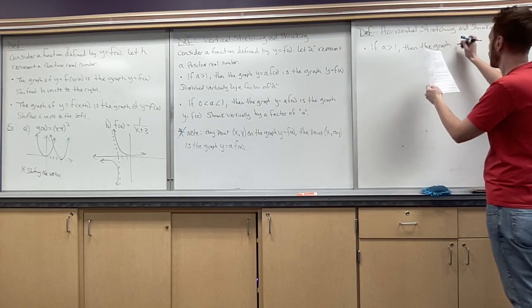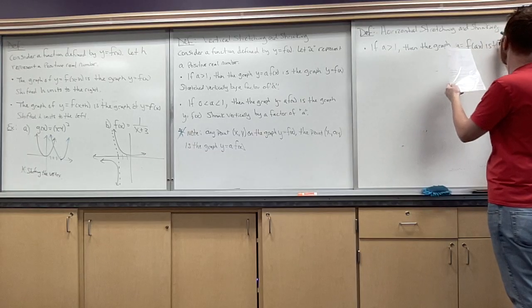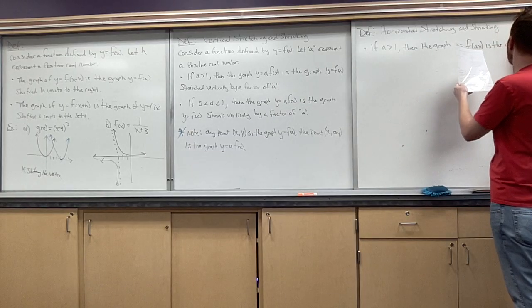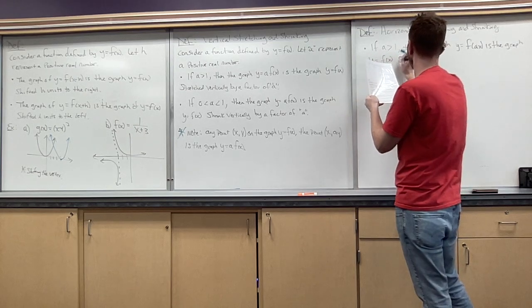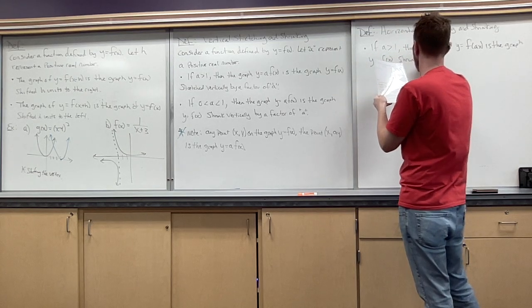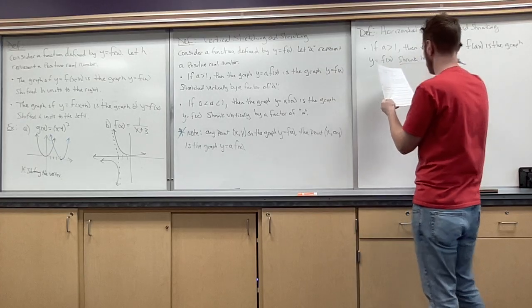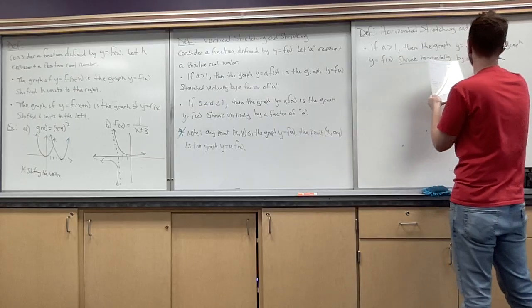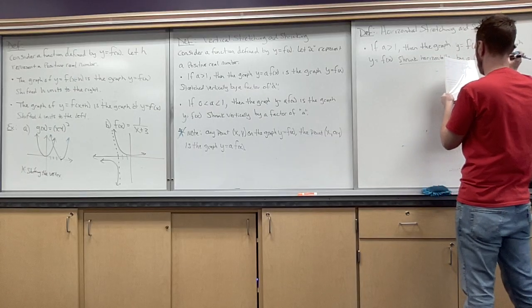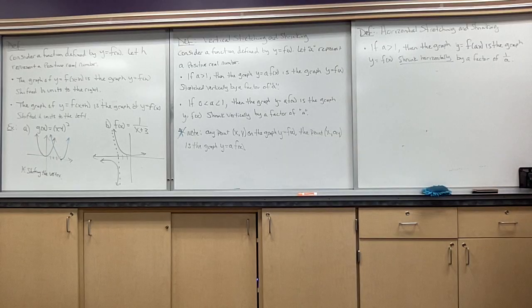Okay, so then the graph y equals f of ax is the graph y equals f of x shrunk horizontally by a factor of 1 over a. Okay.